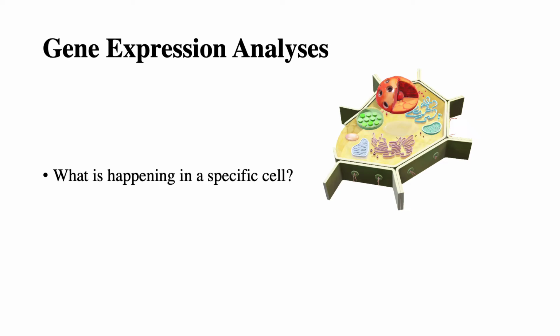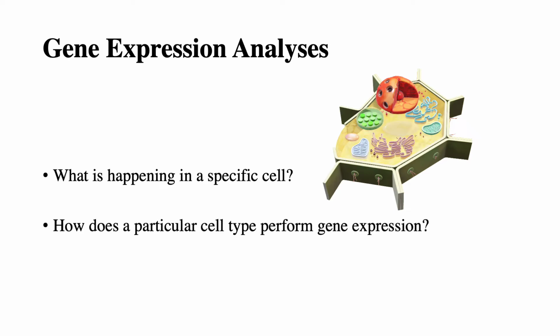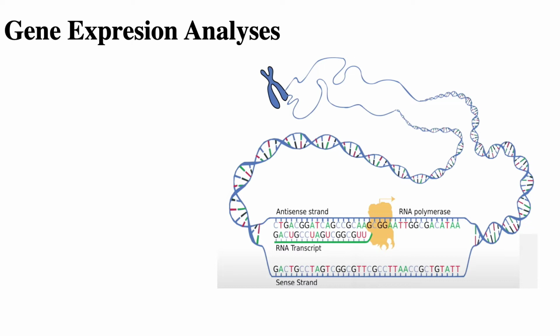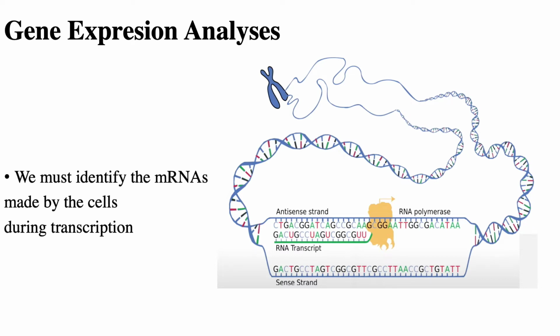Beyond this, we may want to understand what is going on in a particular cell within an organism. How does a particular cell type perform gene expression? And besides this, we may also want to know how gene expression has been altered in any diseased or stressed cell. A common approach for answering all these questions involves identifying mRNAs being made by a particular cell during transcription. From this information, a number of techniques can be performed. So let's take a look at these now.